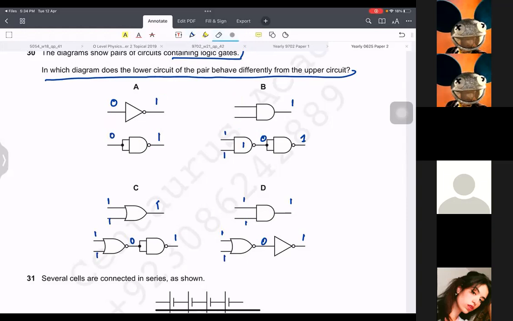If I put zeros here, it would produce 1. No, it would produce 0. And if I put zeros here, this would be 1 and then it would produce 0. 1. 0, 0, and this would produce 0. 0, 0 would produce 1. 1 produces 0. Oh my God.